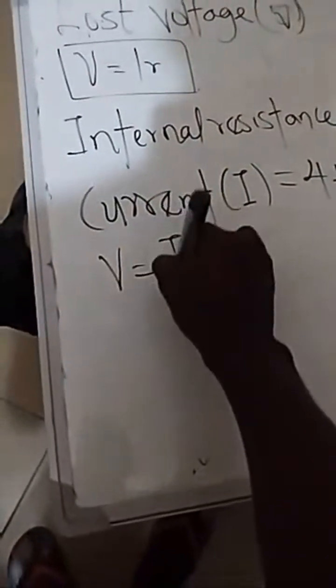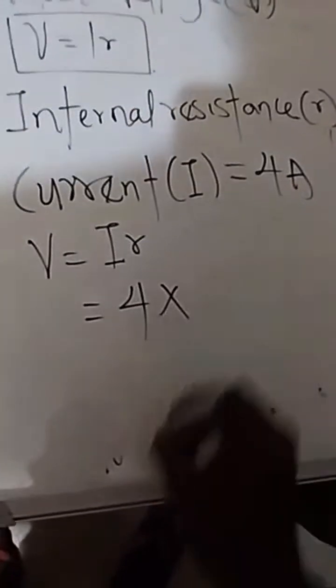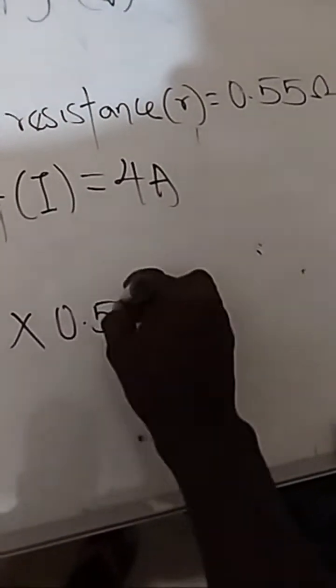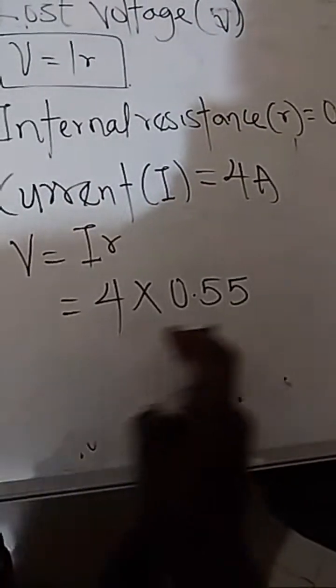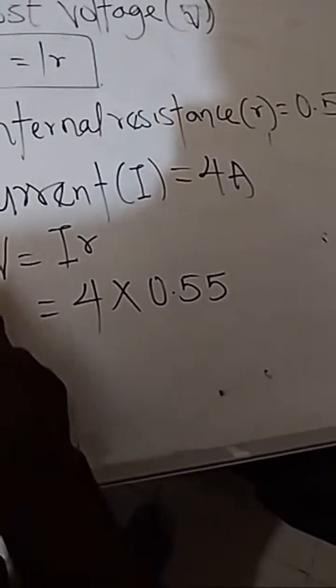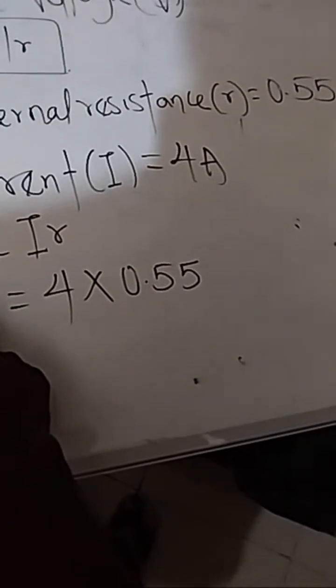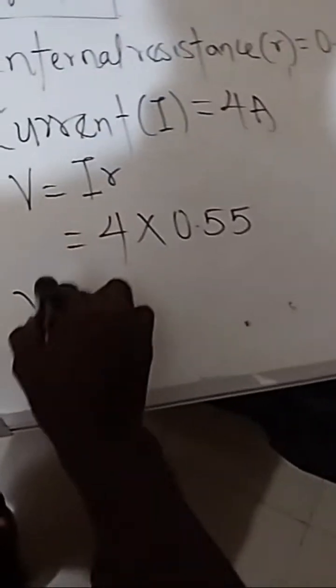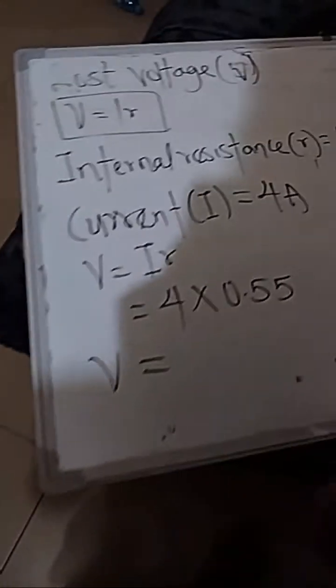Now, after giving us the current, we were told to find the lost voltage of this cell. I told you already that the formula for lost voltage is current multiplied by internal resistance. Now, what is the current of this cell? 4, multiplied by, what is the internal resistance of this cell? 0.55. So all you need to do is to multiply these two values. Whatever it gives you becomes the lost voltage. Now, I do not have a calculator here, so I want one of you to do that for us. Or let's try our best.